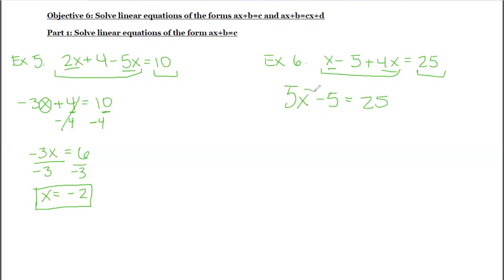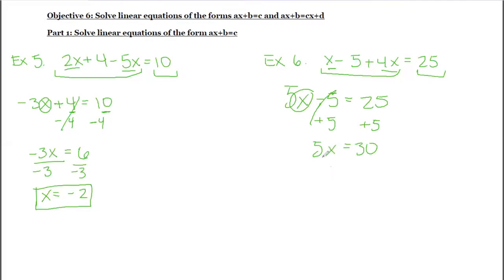So now, we still want to get the x by itself. Can't mess with the 5 just yet, but we can mess with this negative 5, or this minus 5. So we're going to add 5. And look, I'm writing this under the things that are alike, okay? So negative 5 plus 5 is 0, and 25 plus 5 is 30, and on this side we're left with 5x. All right.